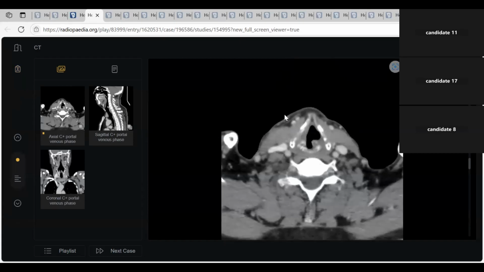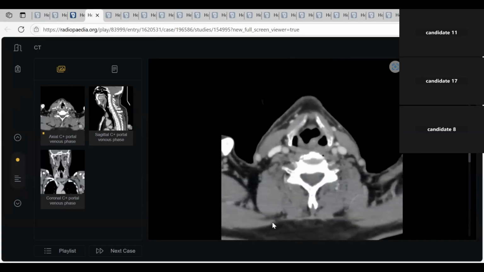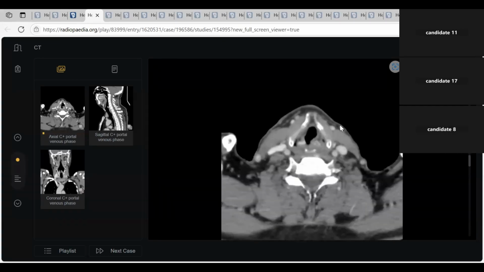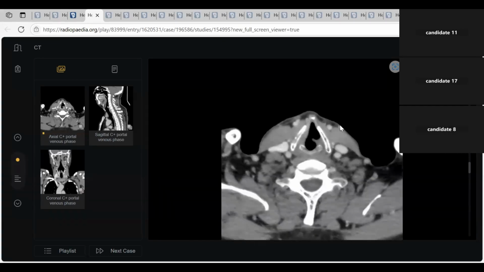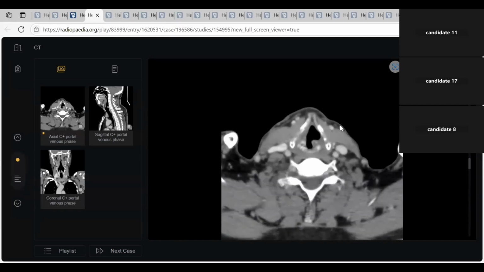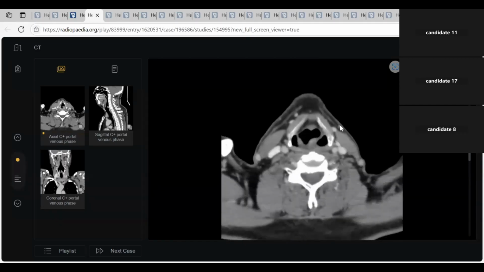A 70-year-old male patient with hoarseness. We have two raised hands here. Candidate 17, yes, sir. Assalamualaikum. This is a contrast enhanced axial CT scan study in which I can appreciate... What's your diagnosis? Sir, the patient has asymmetry on the left side. Okay, so the right side. What is your diagnosis?